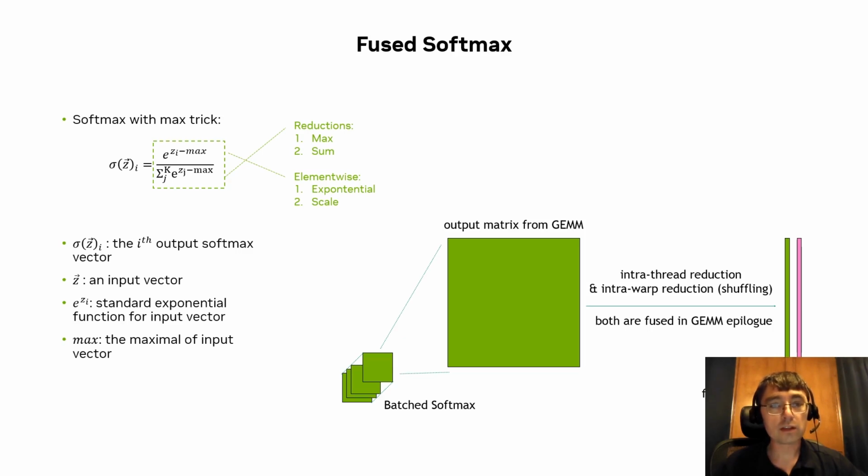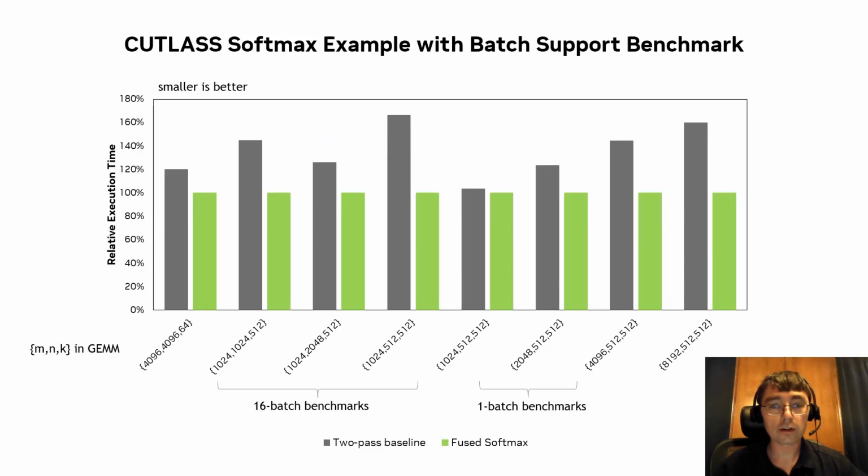The same strategy of fusing the partial reductions into the epilogue can avoid extra reduction kernels to compute the softmax operator. The result of fusing softmax with GEMM is favorable. This example shows several benchmarks and illustrates a substantial speedup for each workload.